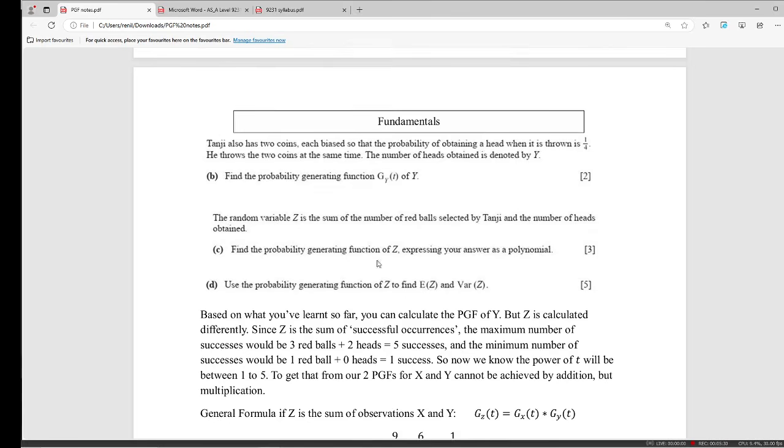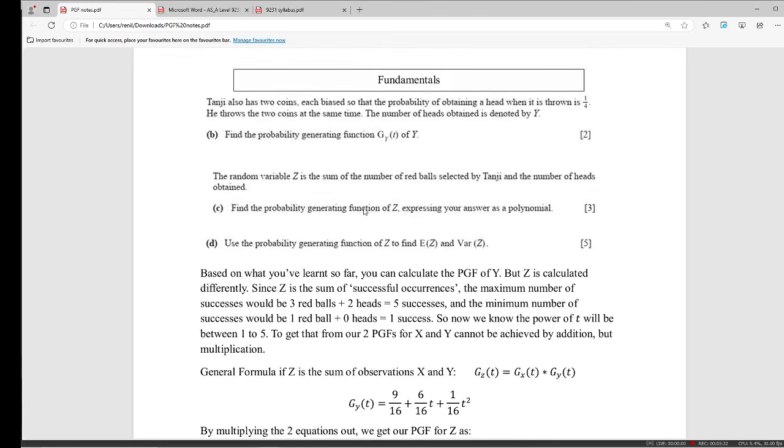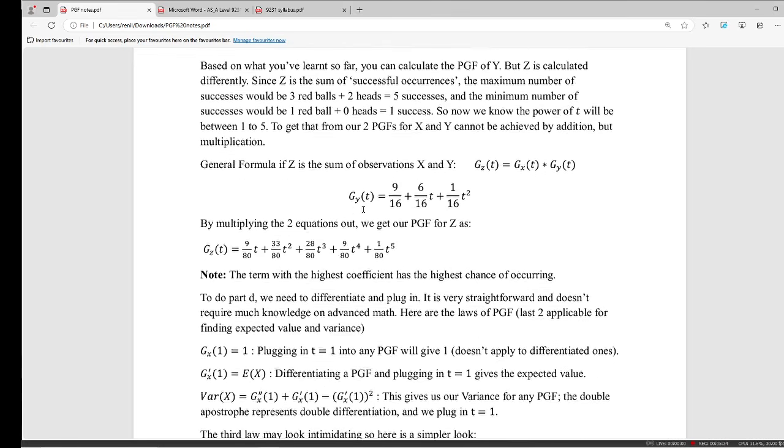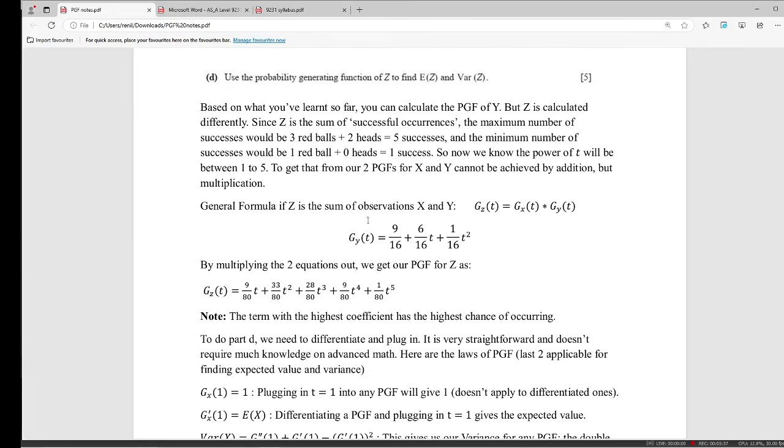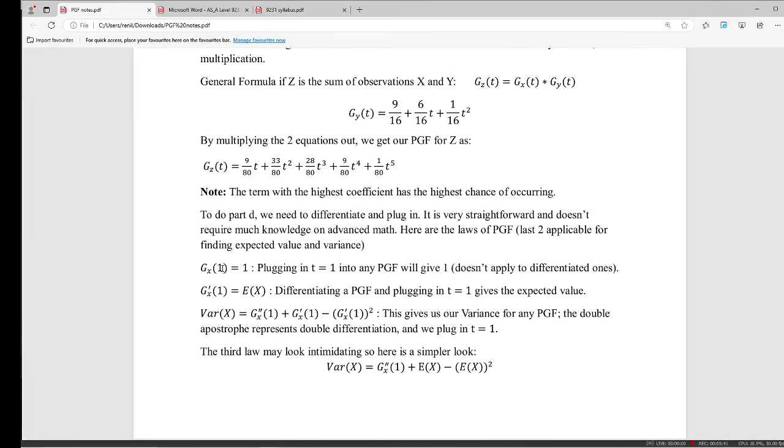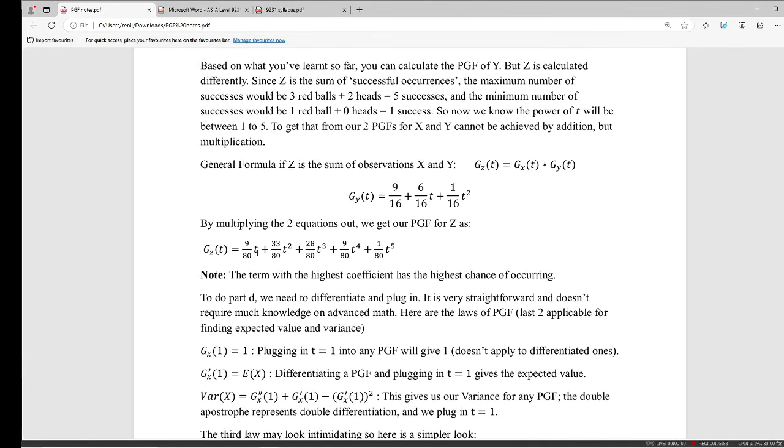Okay, so part D asks us to find the expected value and the variance. To find the expected value, it's really simple. You just need to differentiate a function and then plug in t equals 1. For example, over here, if you differentiate, first of all, you need to know the laws. Gx(1) equals 1. What does this mean? It's really simple, and it doesn't just apply for x, it applies for y and z. It means that your original PGF, if you plug in t equals 1, you're going to get 1 no matter what.